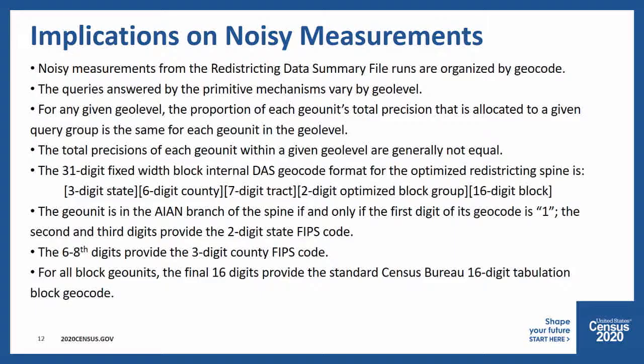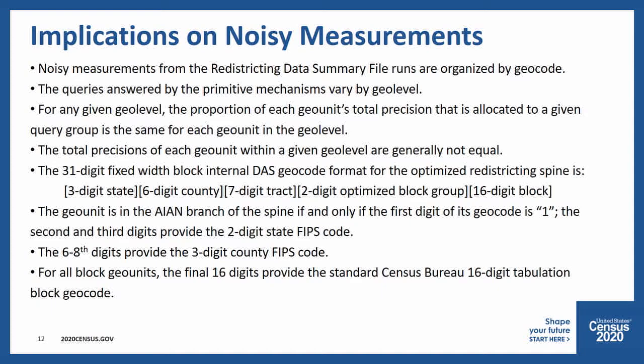Okay, and for any given geo level, the proportion, so we're talking in relative terms here, of each geo unit's total precision that is allocated to a given query group is the same for each geo unit in the geo level. So we do keep the relative allocations between the different query groups the same across the geo level. However, the total precision of each geo unit within a given geo level is generally not equal. And sometimes it can even be zero. Because, for example, if a geo unit was bypassed, we would allocate zero precision to that geo unit.